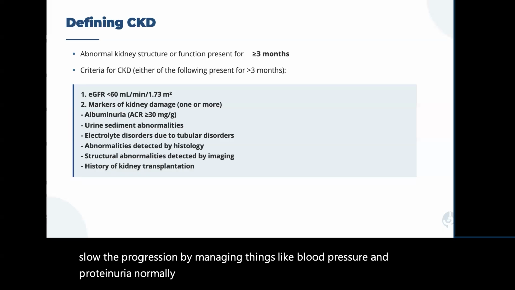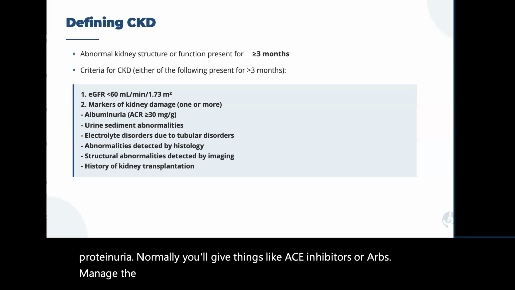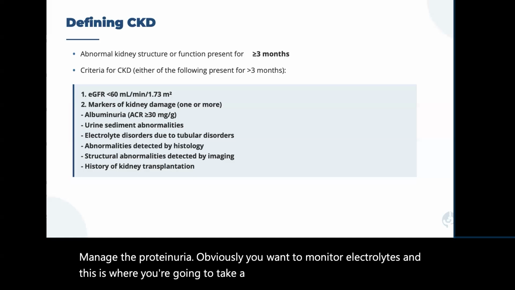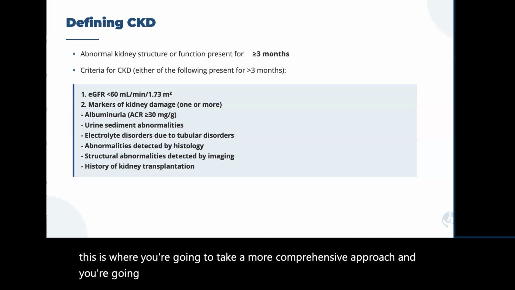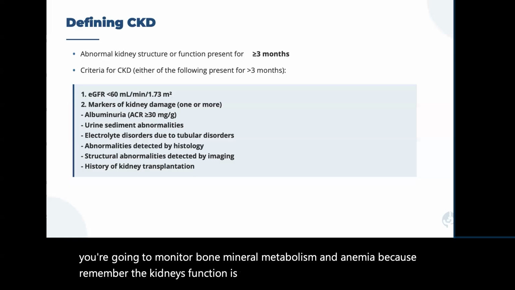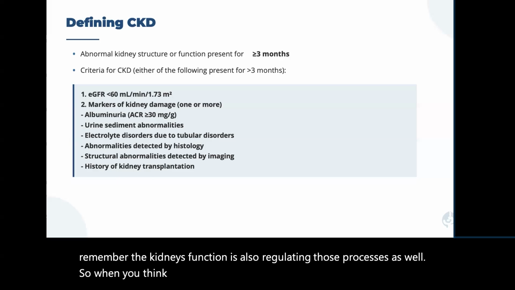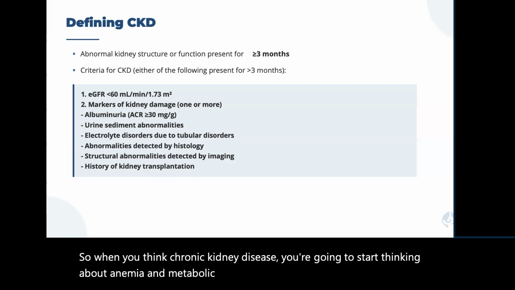Normally, you'll give things like ACE inhibitors or ARBs to manage the proteinuria. Obviously, you want to monitor electrolytes, and this is where you're going to take a more comprehensive approach, and you're going to monitor bone mineral metabolism and anemia. Because remember, the kidney's function is also regulating those processes as well. So when you think chronic kidney disease, you're going to start thinking about anemia and metabolic bone disorders.